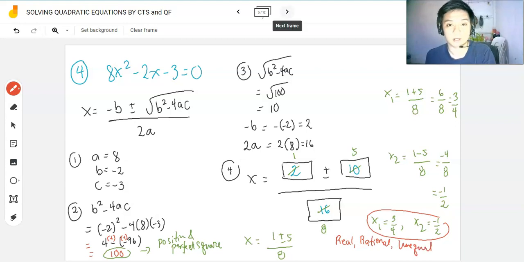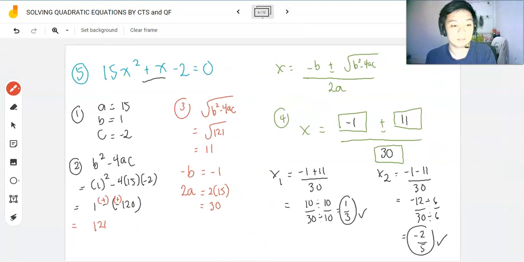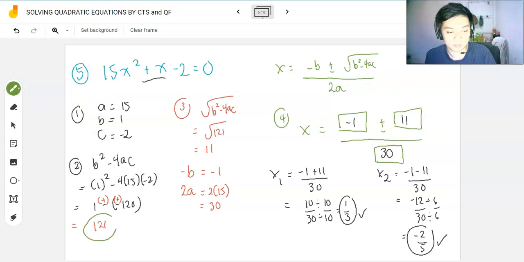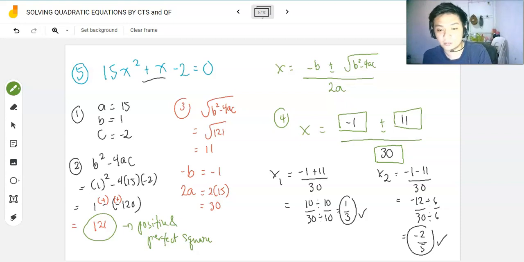Puntahan natin ngayon ang para sa equation number 5. 15x squared plus x minus 2 equals 0. Ano ang kanyang discriminant? Ito, yung 121. This is again positive and perfect square. And ano yung kanyang mga roots? Ito, yung equation na to. Ito, 1/3 and negative 2/5. Again, these are both real, rational, and then unequal.